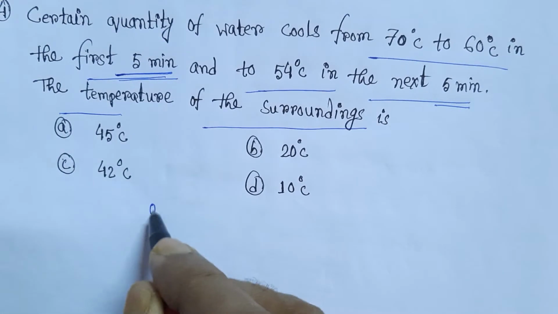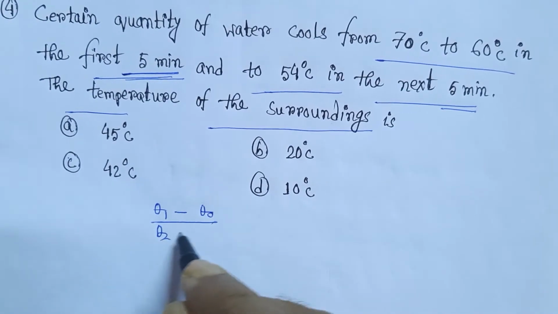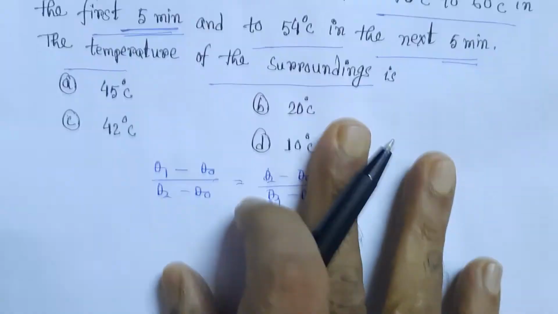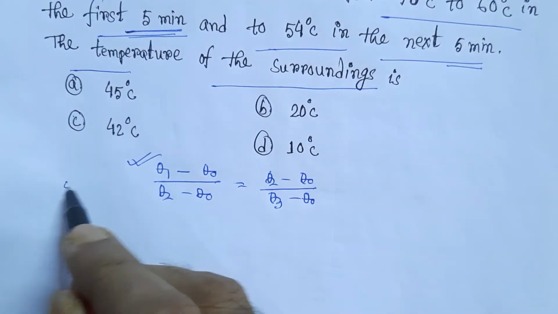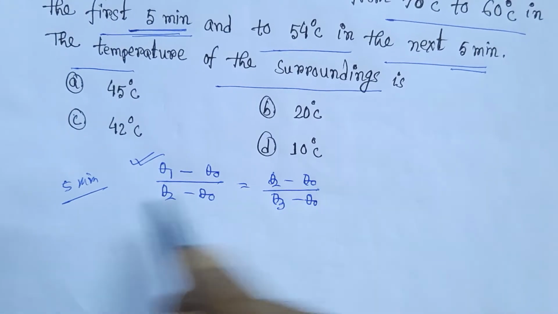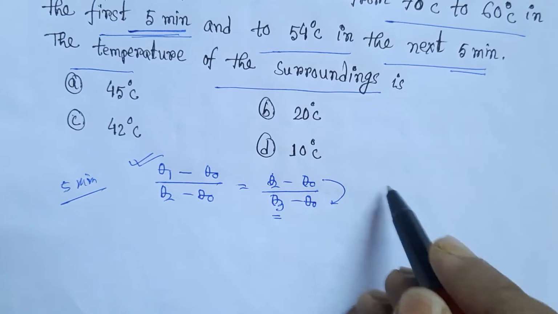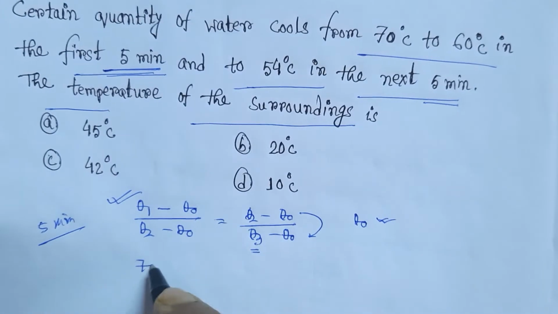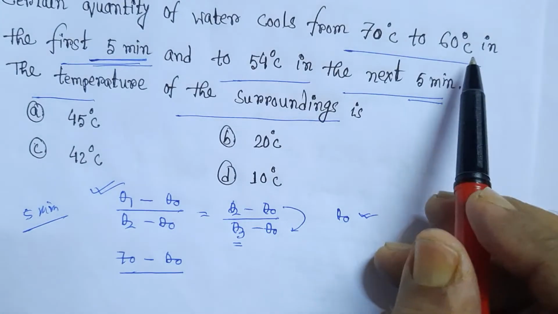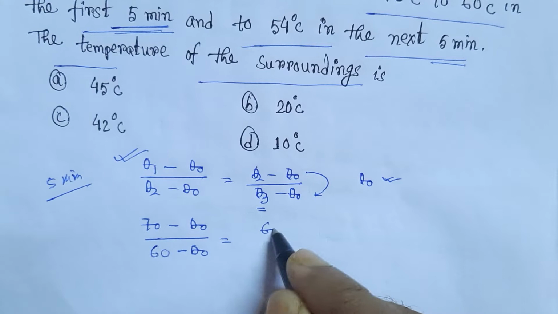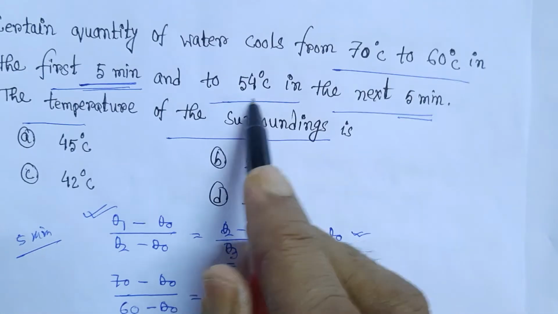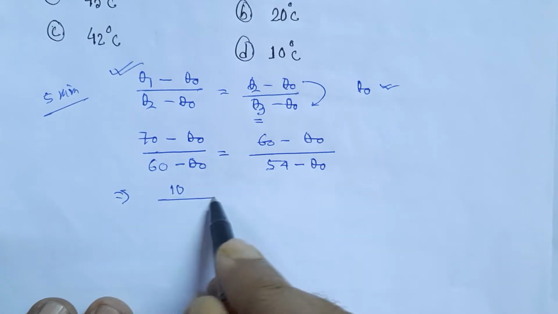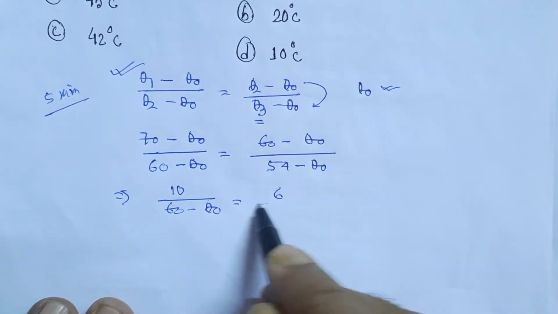So, we have to apply the formula (theta 1 minus theta 0) by (theta 2 minus theta 0) equals (theta 2 minus theta 0) by (theta 3 minus theta 0), such that initially temperature was theta 1, after 5 minutes let it be theta 2, and after the next 5 minutes the temperature is theta 3, and theta 0 is the surroundings temperature. By the problem, theta 1 is 70 degrees centigrade, so (70 minus theta 0) by (60 minus theta 0) equals (60 minus theta 0) by (54 minus theta 0).